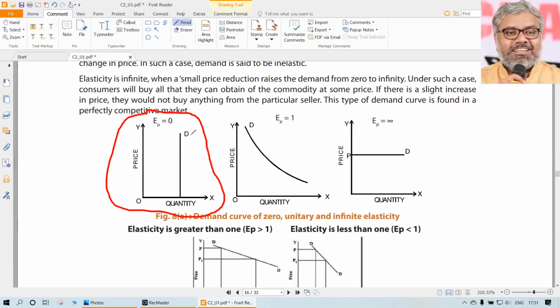So what can we say? This demand curve here, or the demand line, how is it? It is perpendicular to the x-axis or parallel to the y-axis.